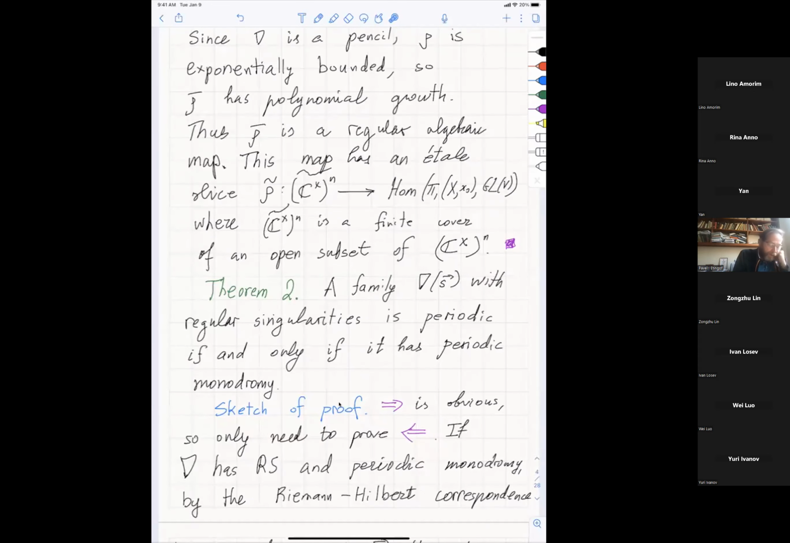Okay, so again, I want to explain the idea of the proof. Of course, one direction is pretty obvious. Periodic means that there are these shift operators. And so, of course, if you have shift operators, then monodromy is going to be periodic. This is pretty clear because you have isomorphism of D modules, isomorphism of differential equations. But the other direction requires proof.